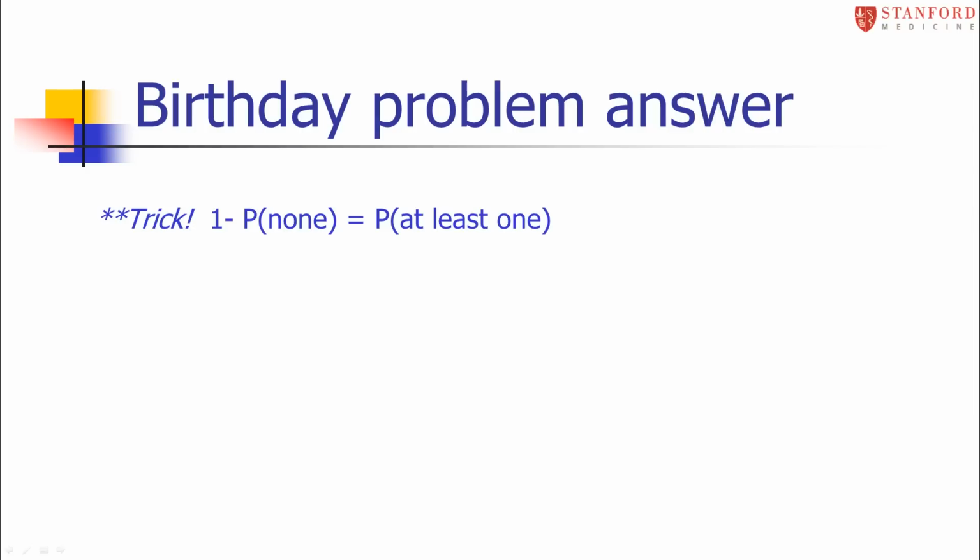It turns out to be very hard to calculate the probability of at least 1, because at least 1 includes many, many, many different possibilities. And so to enumerate and calculate all those different possibilities out is really, really hard. But there's a little trick we can use.